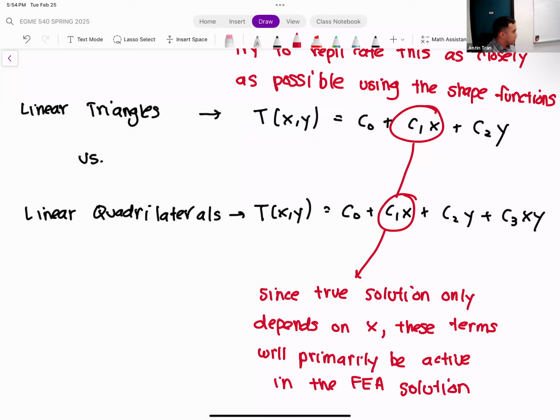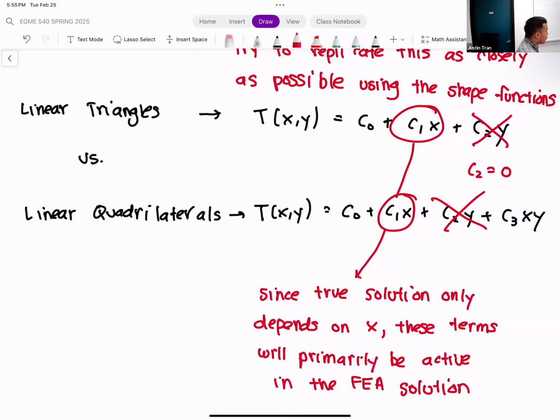And so these terms are going to be the only ones that are active. Because what do we know, just intuitively, by looking at the problem? We know that the solution does not depend on y. And so if the solution doesn't depend on y, then when you solve for the finite element solution, C2 is going to be equal to 0. That's what you should get, or it should be very close to 0. Maybe not exactly 0, it's hard to get things exactly 0 computationally, but it should be much, much smaller than C1.